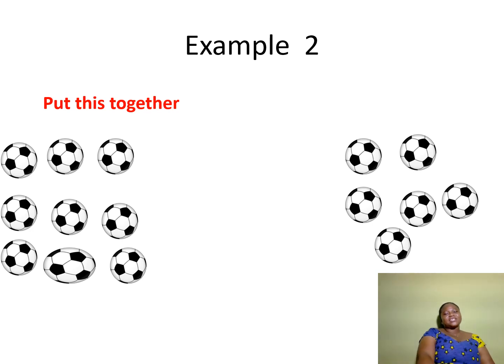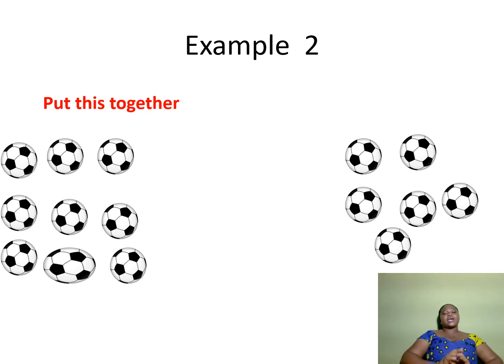Okay, so let's do it. I hope you've counted it very well. So now let's all count it together. We have 1, 2, 3, 4, 5, 6, 7, 8, and 9 balls here. Let's count the other side. 1, 2, 3, 4, 5, 6. We have 6. So we are going to add the 9 balls to the 6 balls.